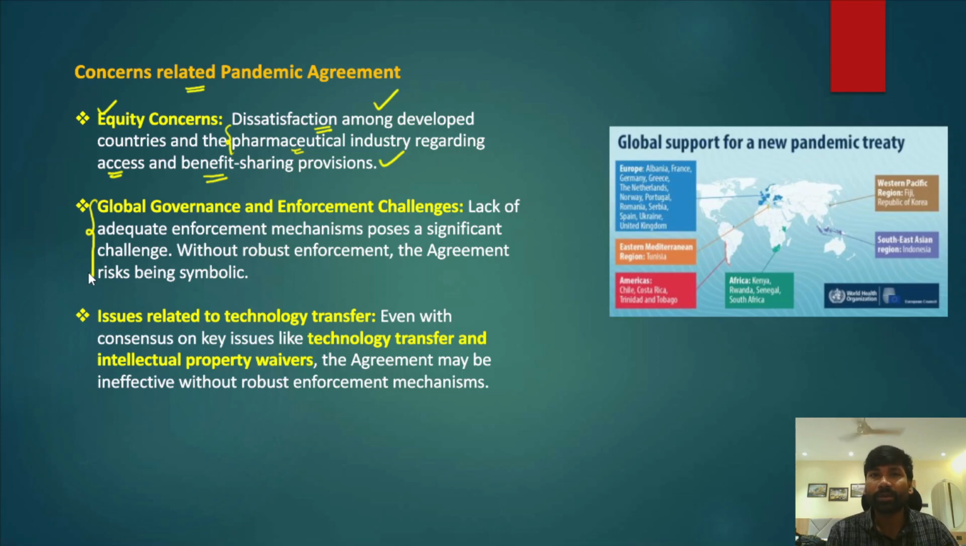And after that, we should also look at the global enforcement and global governance mechanisms, because you have a treaty or you have an agreement, and in case of any pandemic in future, if there is no enforcement mechanism of this particular agreement or treaty, that will make the pandemic treaty ineffective in the future. So therefore there is a lack of adequate enforcement mechanisms, and when there's a lack of adequate enforcement mechanisms, those mechanisms pose a significant challenge. Without robust enforcement, the agreement risks being symbolic. So this is just symbolic and this is not effective. So therefore the author has been demanding that there should be a proper enforcement mechanism.